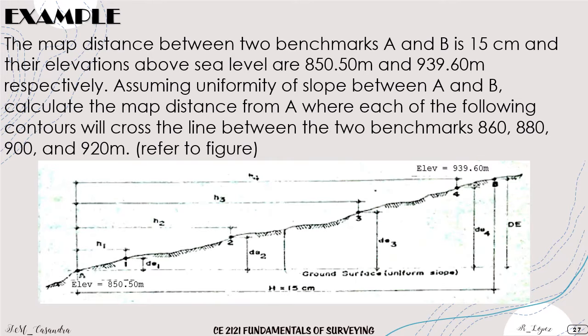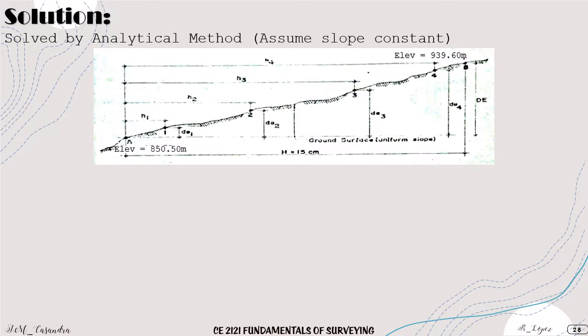So let us refer to this figure. So we have 2 points, A and B. Their map distance is 15 centimeters. 15 centimeters is the distance between A and B on your map, not the actual distance. Okay, so to solve for this, we now solve it by analytical method, assuming a constant or uniform slope. So with that, we now have a triangle here.